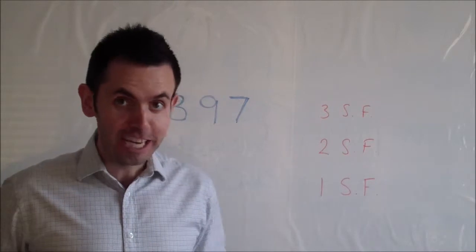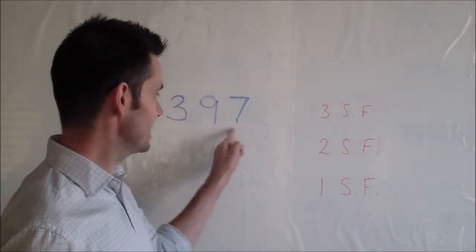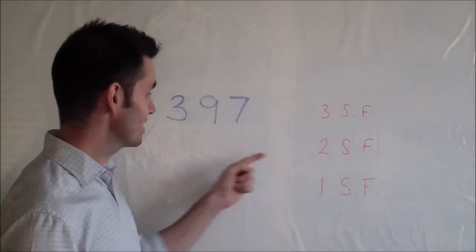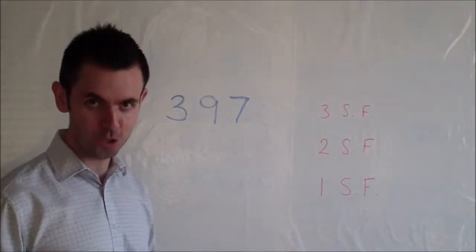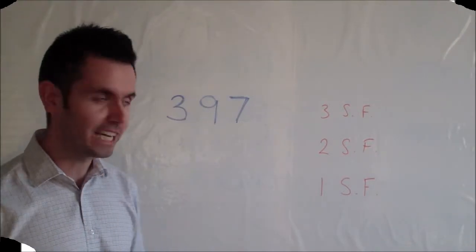This one is slightly trickier, but if you've been paying attention so far, you'll be able to do it. 397, 3 significant figures. You need to write this number to 2 significant figures. Okay, I said it was tricky. How did you get on?